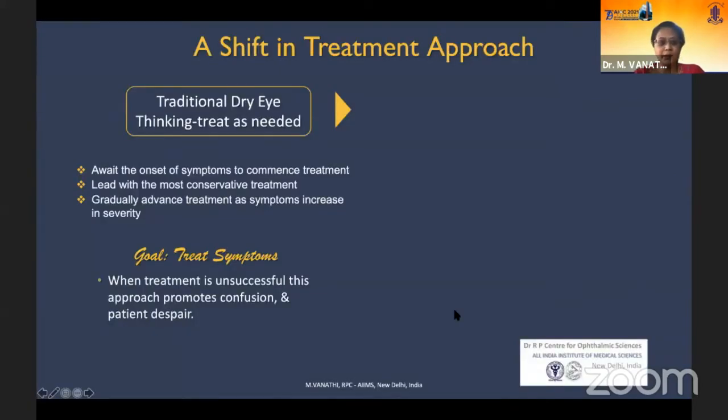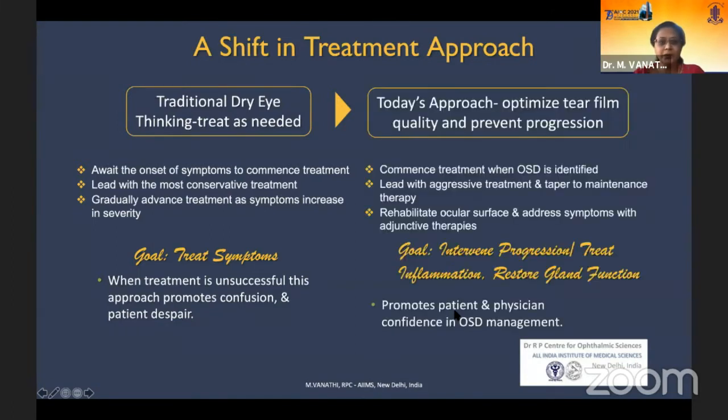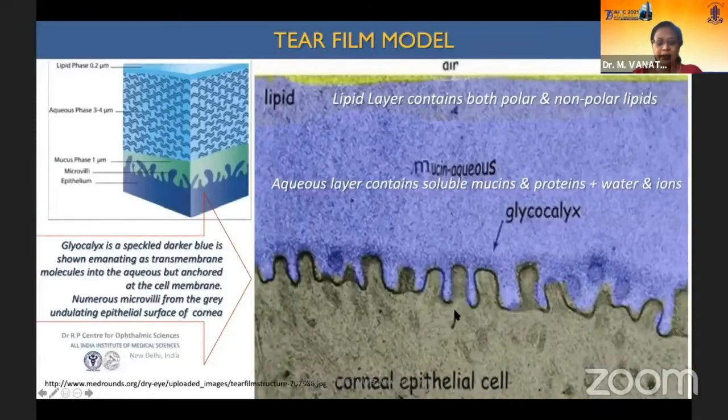And in today's approach to dry eye disease management, we have moved away from managing symptomatic dry eye to managing or stabilizing the tear film to produce an optimal tear homeostasis so that you do not have progressive damage to the ocular surface. So that's how the approach towards management of dry eye has changed. And understanding the tear film model plays an imperative role.